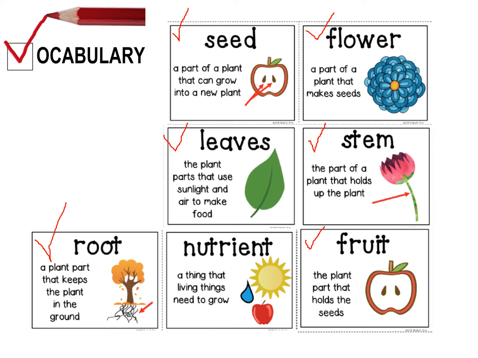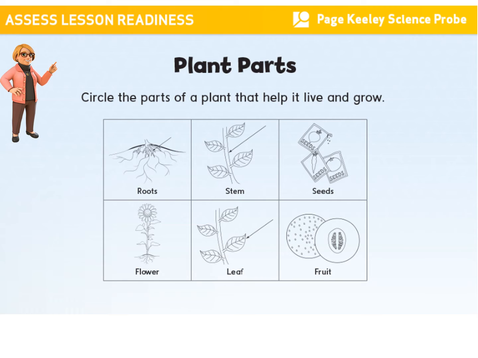All of these need nutrients. It's a thing that living things need to grow. Your nutrients could be the sun, water, and food. Okay, today we're going to talk about plant parts. We're going to circle the part of the plant that helps it live and grow.